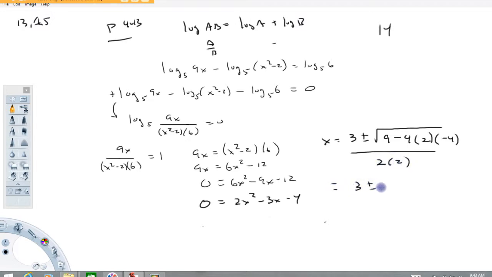So we're going to have 3 plus or minus the square root of 9, this is going to be plus 16 times 2, so 9 plus 32, over 4. 3 plus or minus the square root of 41 over 4. Well, maybe it wouldn't have factored.